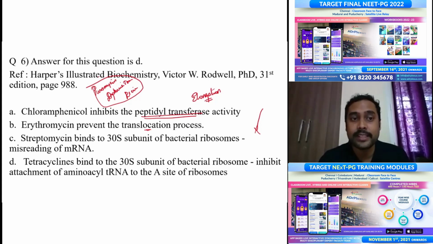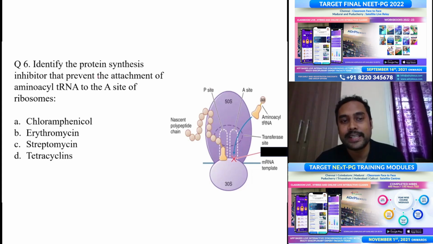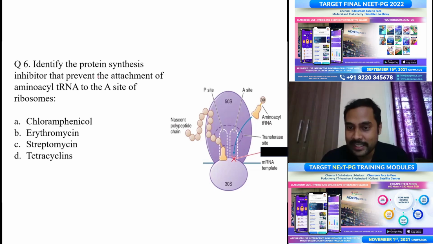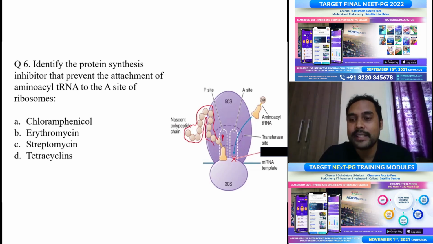So we'll again see the question: identify the protein synthesis inhibitor that prevents the attachment of amino acid tRNA to the A site. They are asking, a new amino acid tRNA is coming. See, this is the P site, with so many peptides on it, and the A site is vacant. So a new tRNA wants to come and sit in the A site, but it is not allowing.